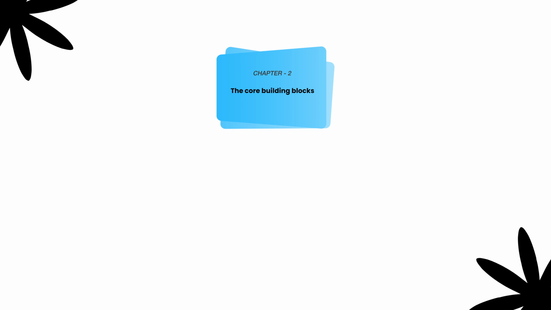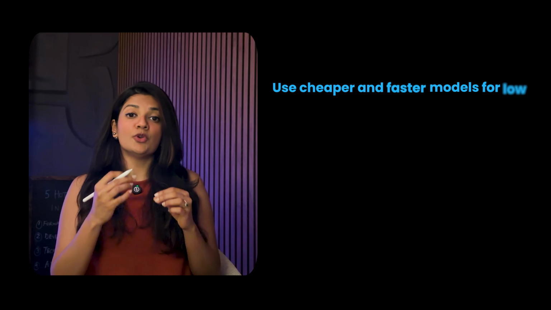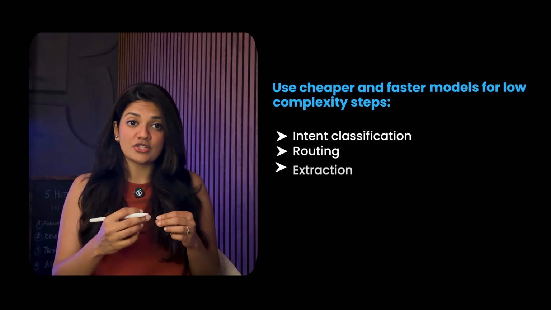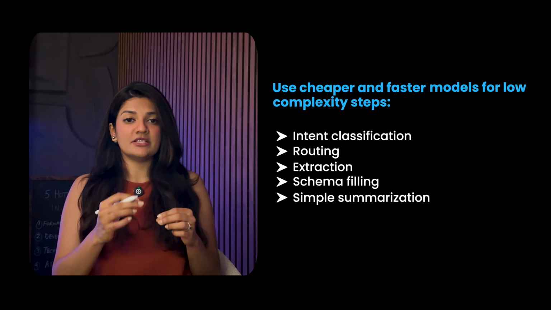The first building block is the model layer. This includes the actual LLM or multimodal models if you're using them, but also the strategy for when each model gets used. In production, you usually don't want a single powerful model handling every step. That gets expensive and slow very quickly. A better design is actually model routing. So use cheaper and faster models for low complexity steps like intent classification, routing, extraction, schema filling, and simple summarization. And use stronger reasoning models only for steps where deeper reasoning changes the outcome.